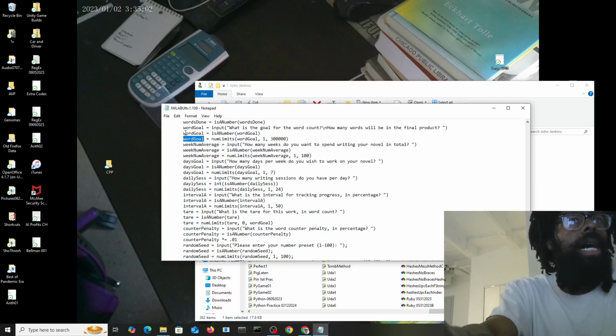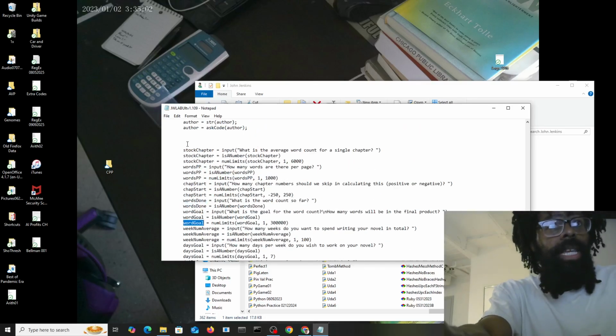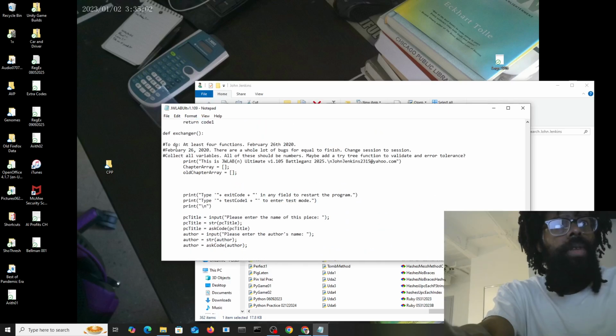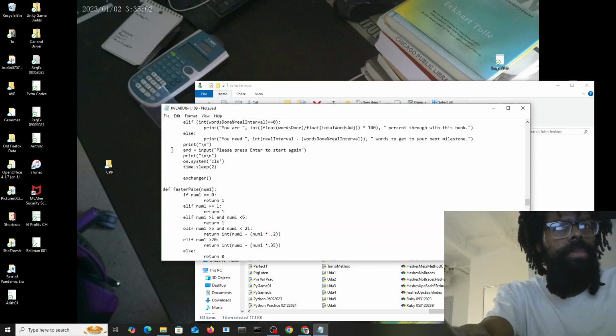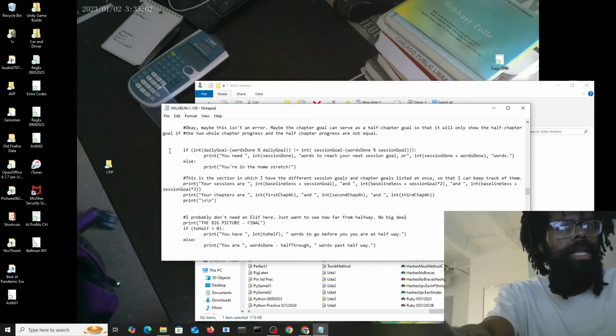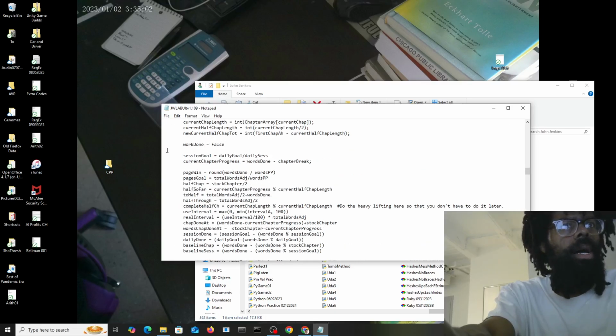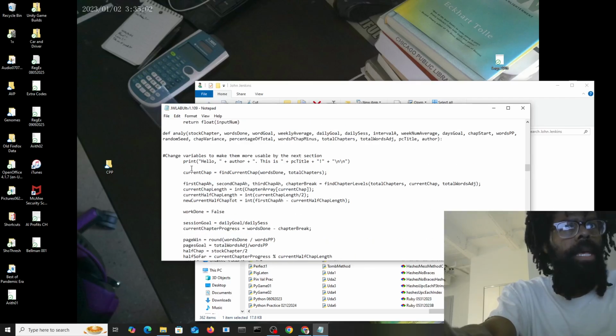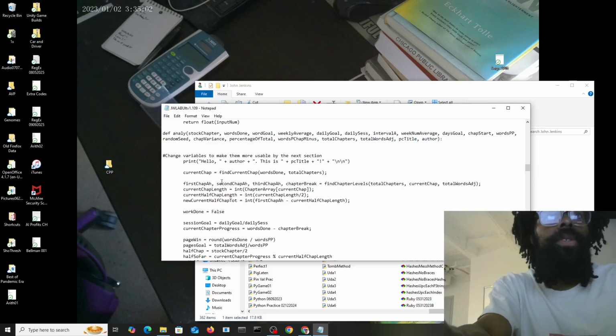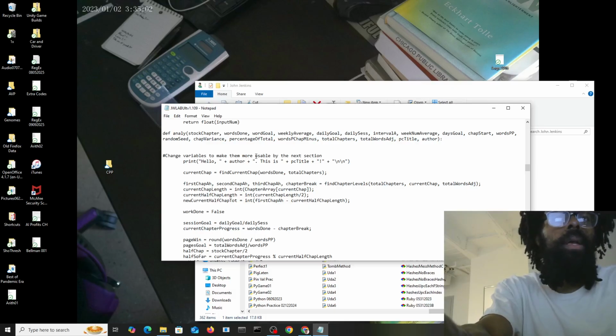Anyway, so I need stock chapter and word goal. So I want to go over here. What is this? Where was I going again? I want to go to... Okay. So stock chapter and word goal, or total words adjusted. So okay.